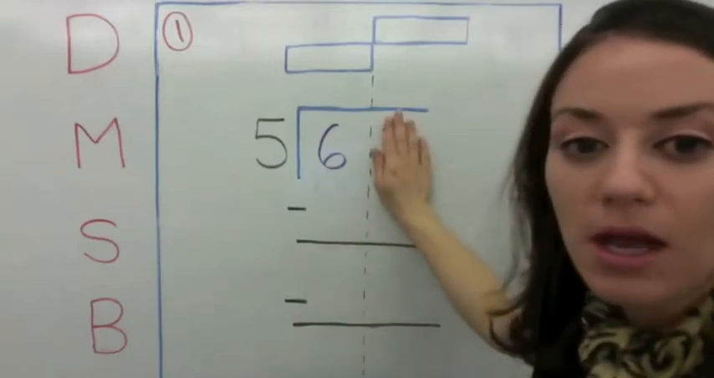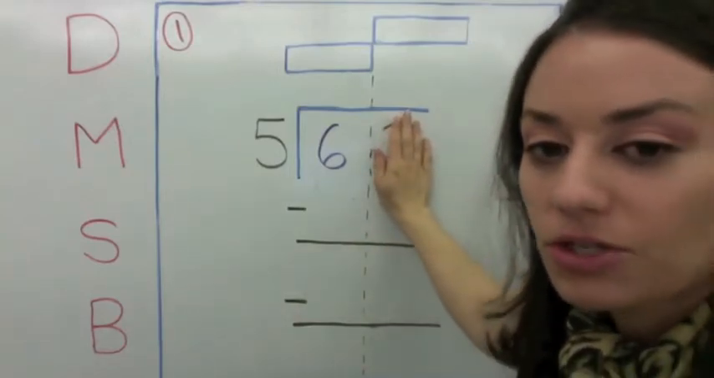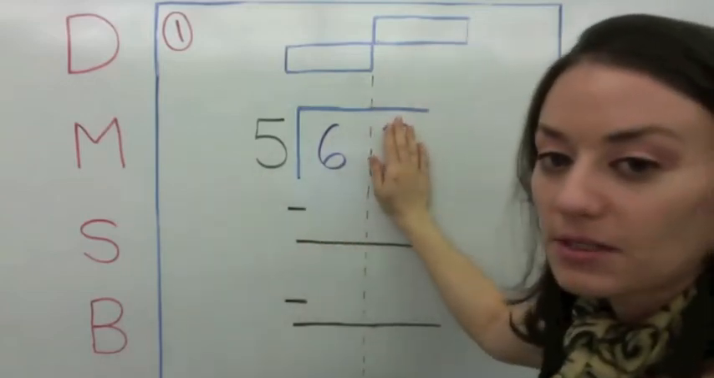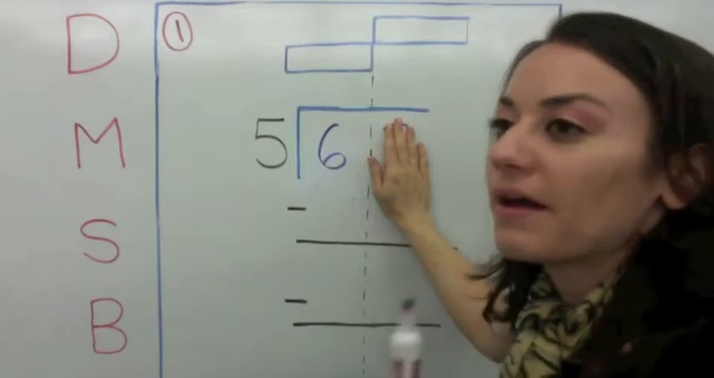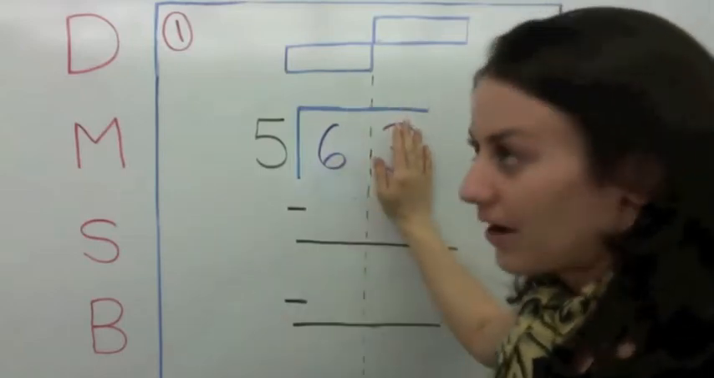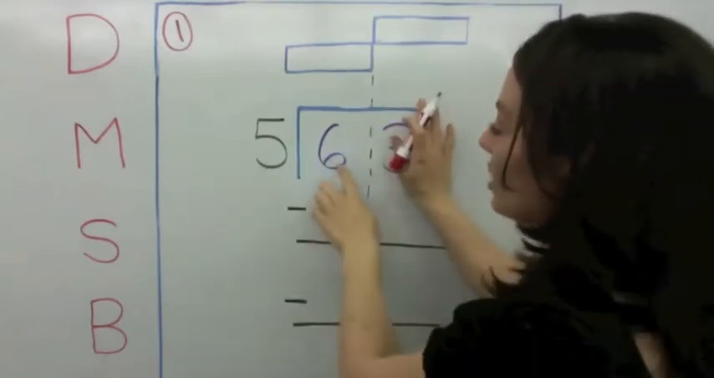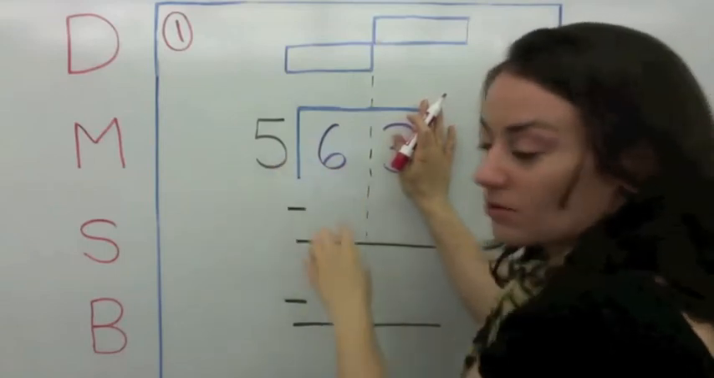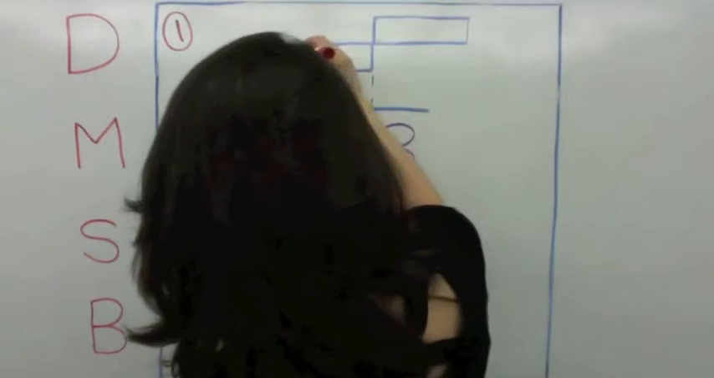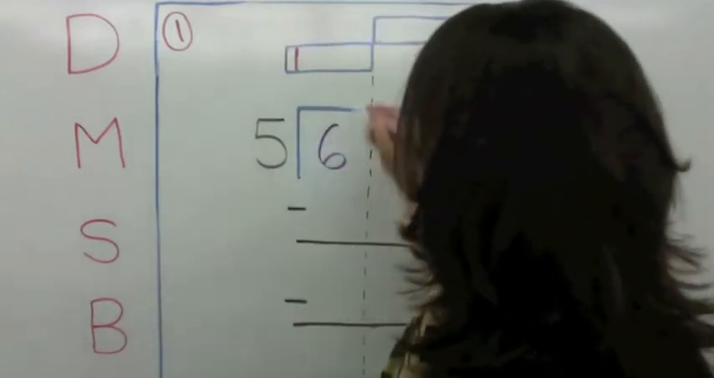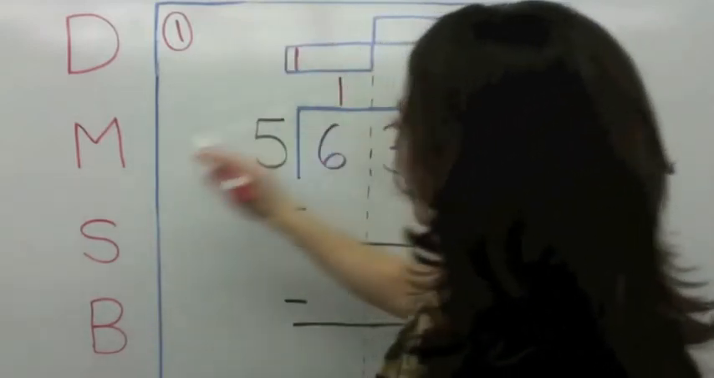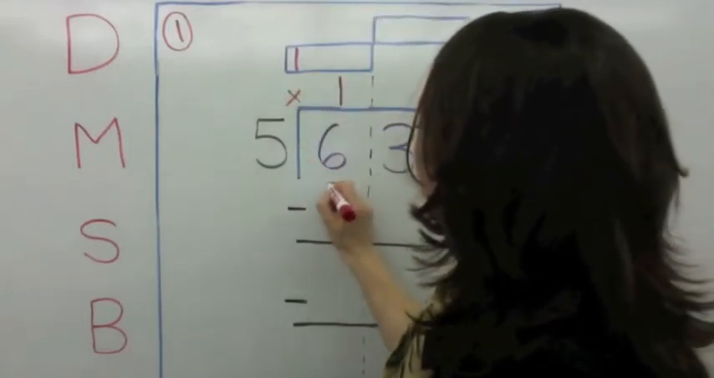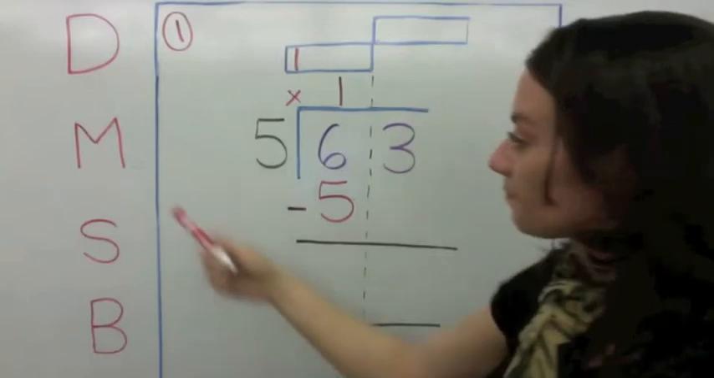So let's work with 1 digit at a time. Cover up the 3. Then you ask yourself, how many times can I skip count by 5 to get to 6? When you skip count by 5, it's 5, 10, but 10 is too big. So 5 can only go into 6 1 time. We write a 1 right here, and then we multiply 1 times 5. 1 times 5 is 5. We all got that? Okay.